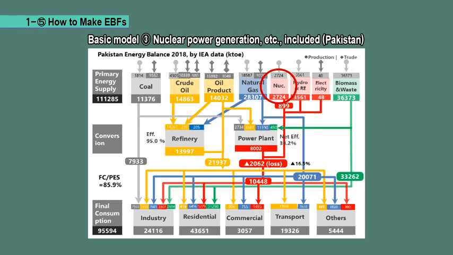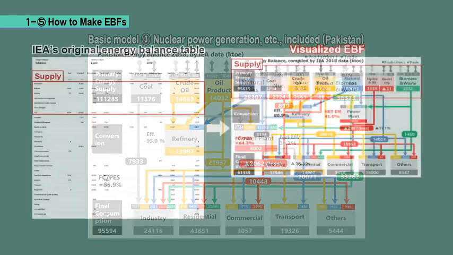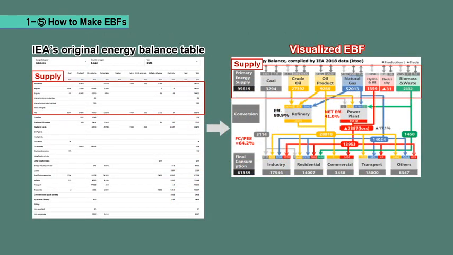Next, if nuclear power generation is included, Pakistan is an appropriate model. As mentioned, the IEA sets nuclear power generation efficiency at 33%. So, be sure to reflect this when making the EBF. This template will allow the efficient making of an EBF. Let's take a step-by-step look at the EBF making process.